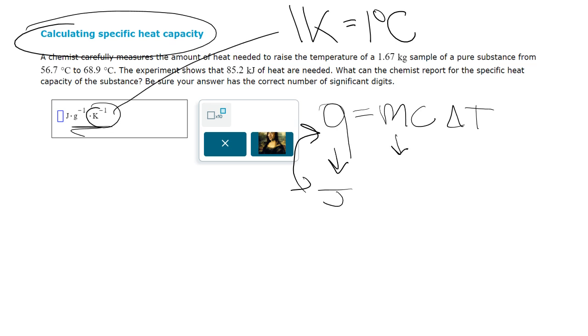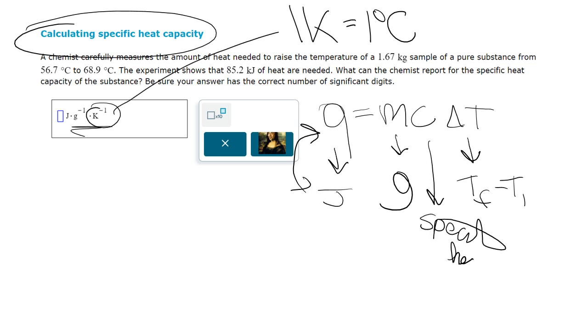M is mass in grams. Change in T is temperature final minus temperature initial. And C is specific heat capacity, and that's what we're finding here. So we can just essentially look in the question. It has a whole bunch of words here, but we'll be able to solve it.